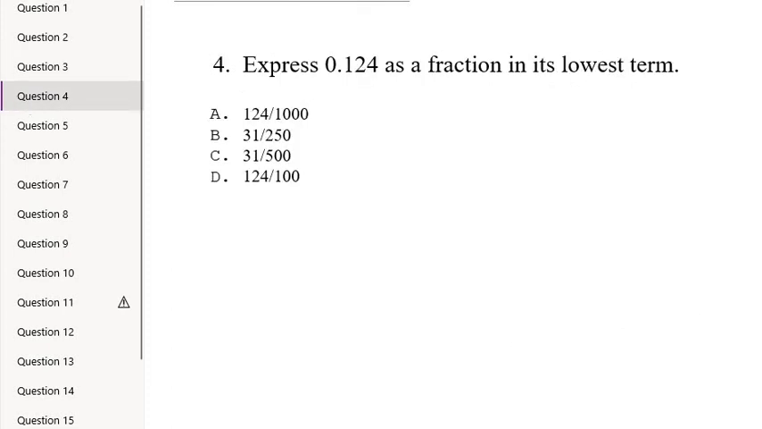Question 4. Express 0.124 as a fraction in its lowest term. The first thing I need to do here is to convert this decimal to a fraction. To do that, I need to move these decimal points to make these figures a whole number. So let's go 1, 2, 3. So I moved it 3 places to make 124 stand alone.